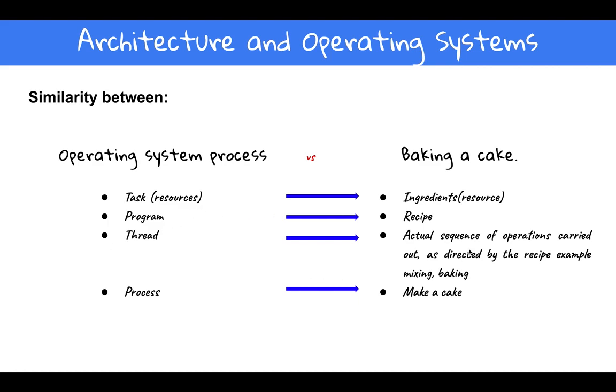We cannot run it. We can read through the recipe and do the stuff. So a thread is the actual sequence of operations carried out. For example, for baking a cake, mixing and baking are all threads, or the actions that a process does. So I hope that by this example, you understand what a task, a thread, and a process are.